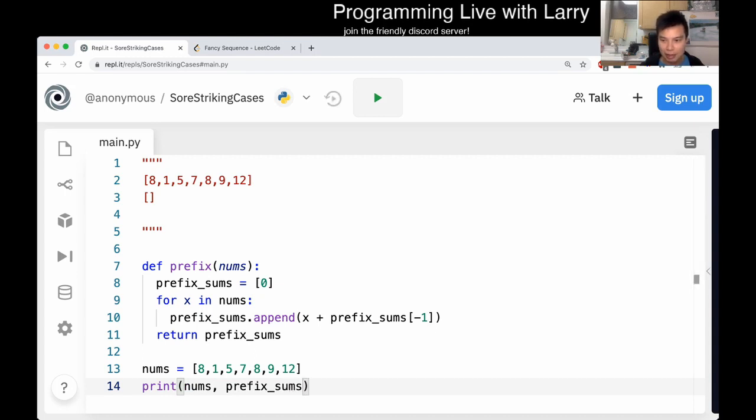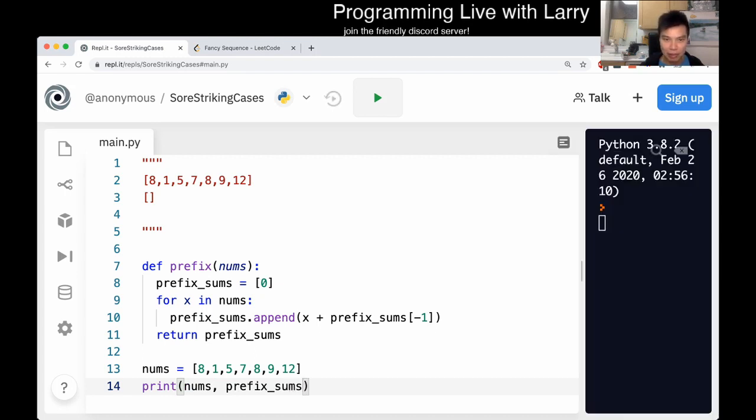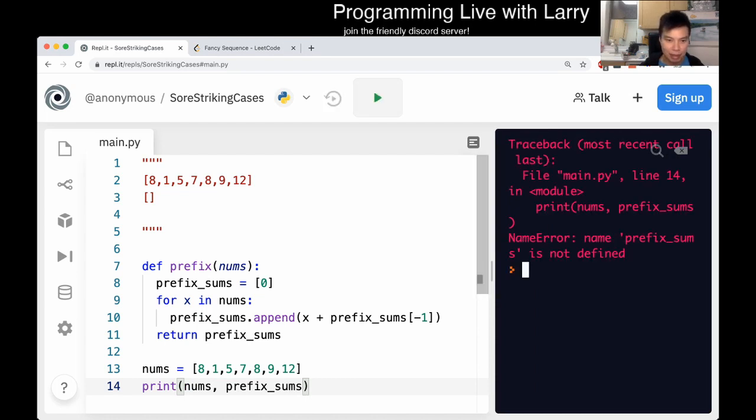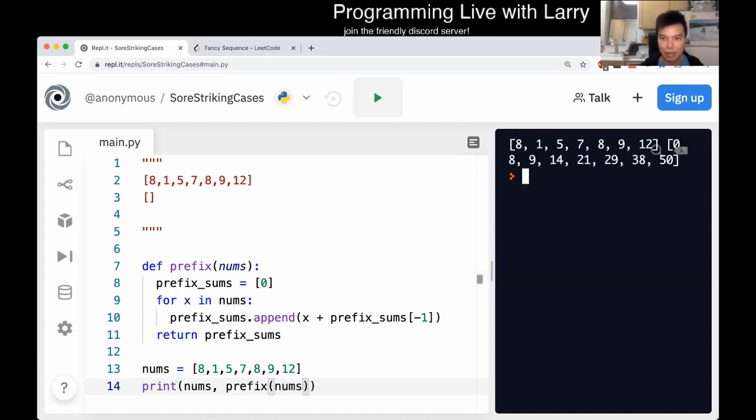Oops. We'll print one real quick. Did I mistype it? Oh, whoops. Right, so now we have these two arrays.